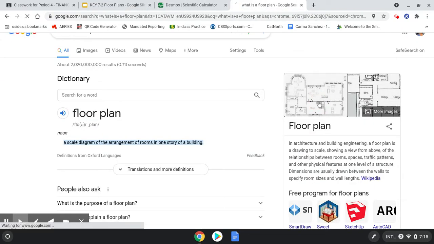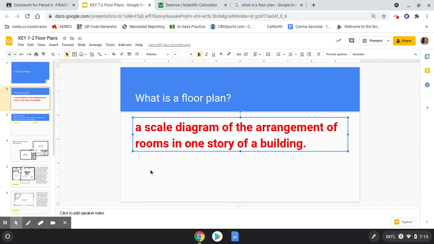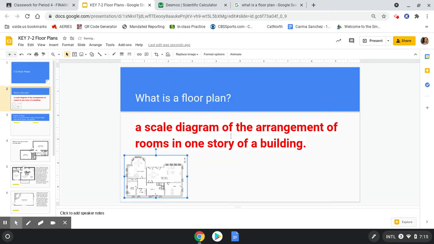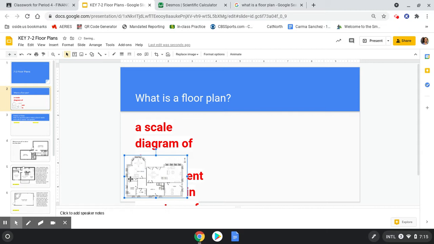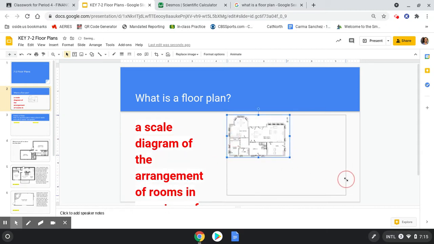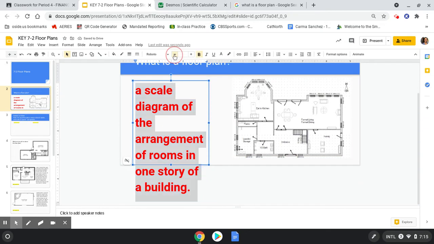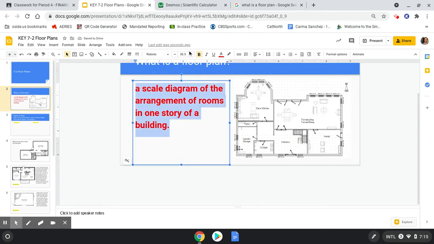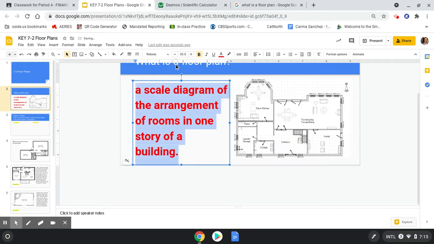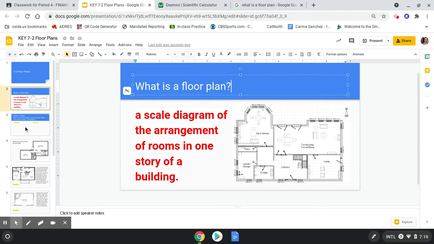Okay, and then check this out. There's actual images that we could put down as an example. Okay, there we go. So we are going to be looking at floor plans today and creating our own at the end.